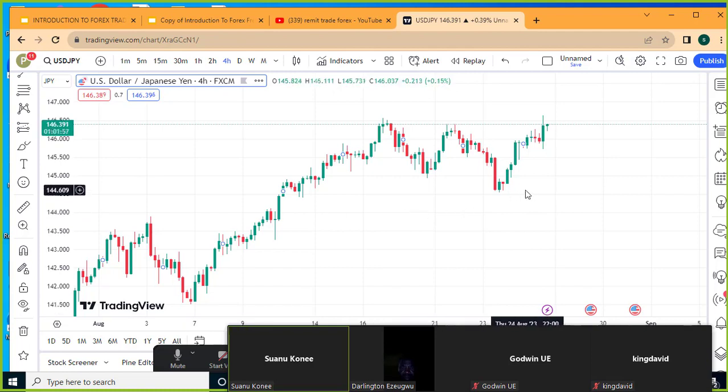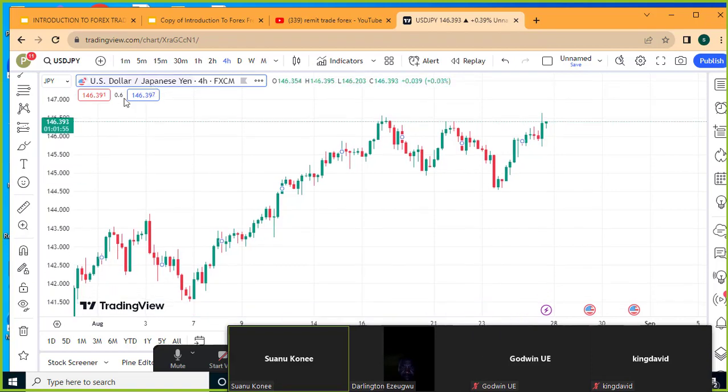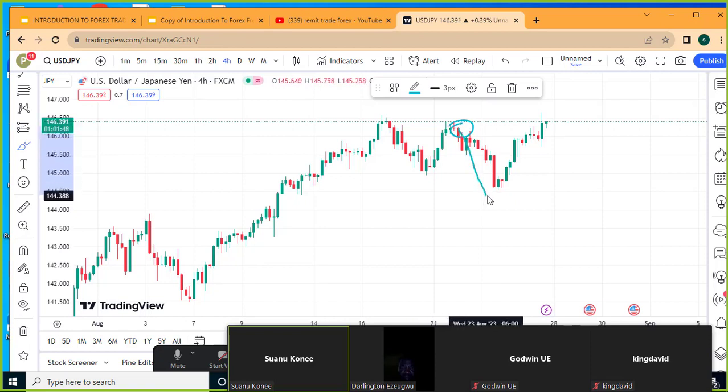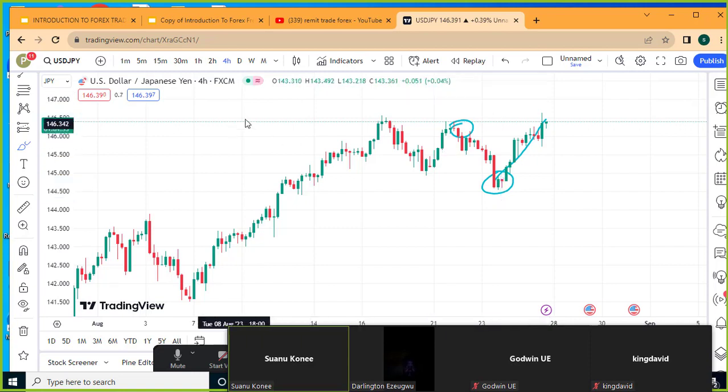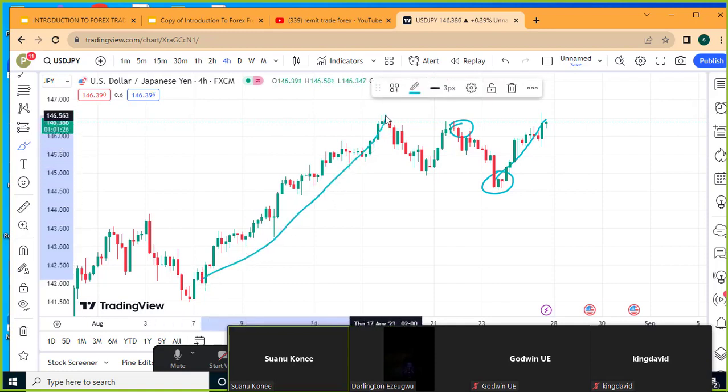So in this case, let's say for example you short from here or you sell from here and the market goes down, you'll be in profit, you make money. If the market goes up, you lose. If you buy from here, or if you long from here, and the market moves up, you'll be in profit. If the market goes down, you lose.